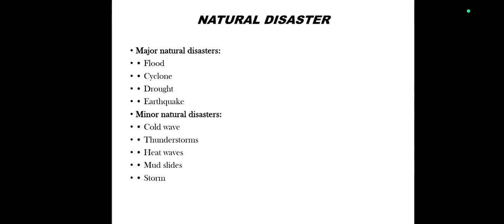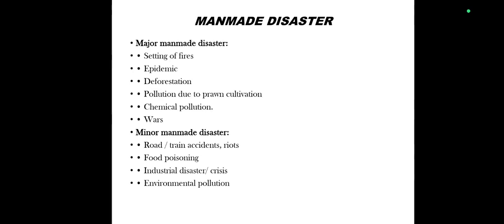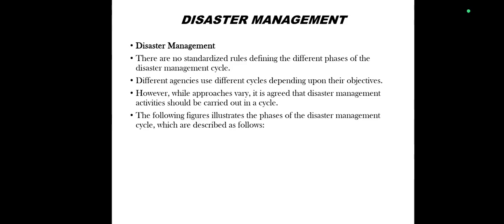So these are some major natural disasters and some minor natural disasters. Among the major natural disasters there are flood, cyclone, drought, and earthquake, and minor natural disasters like cold wave, thunderstorm, heat waves, storm, and mudslides. And in man-made disasters there are some major man-made disasters, and some minor man-made disasters.